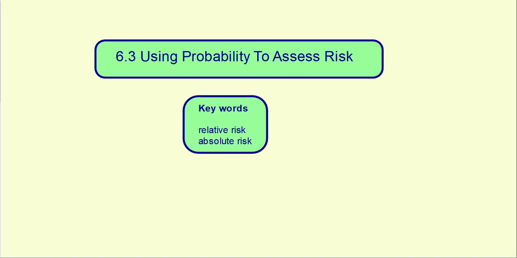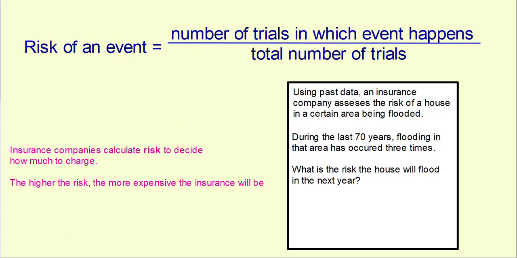So we're now on chapter 6, probability. This is section 3 and how we use probability to assess risk. Keywords, things we're going to be talking about today are the relative risk and the absolute risk. So the risk of an event is a basic probability.